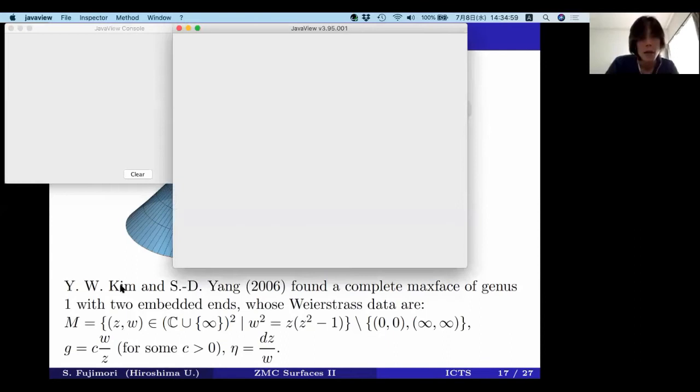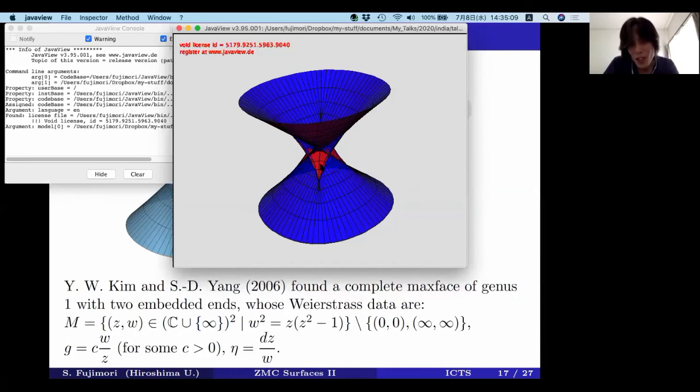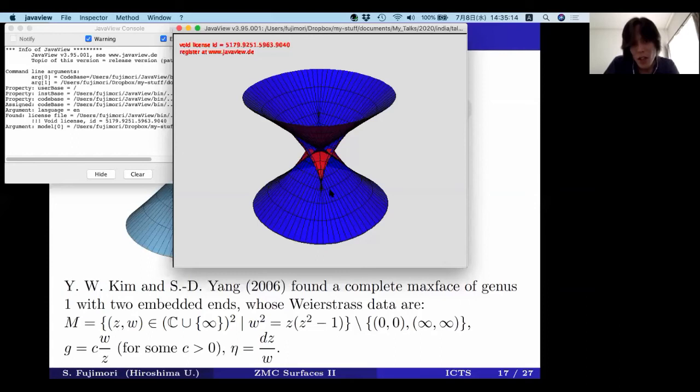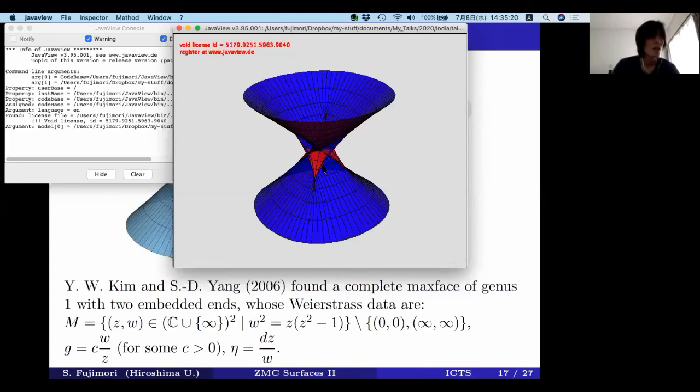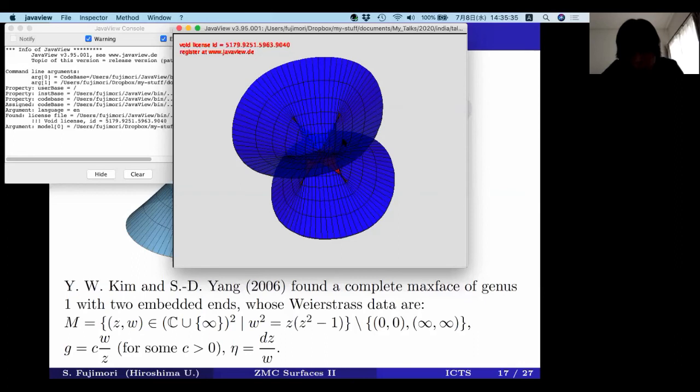So this is a genus 1 catenoid. I cannot see the genus, but actually this is a genus 1 catenoid. And so this is one embedded end, and this is another embedded end. And also the singular set consists of two connected components, and one component starts from here and goes from the bottom to the top, and goes back, goes to the bottom here and goes to the top and goes to the bottom.